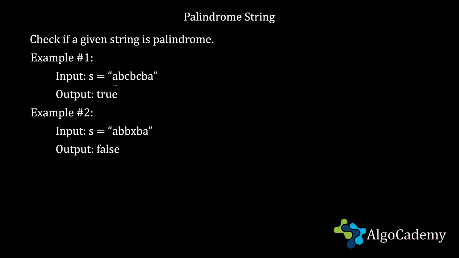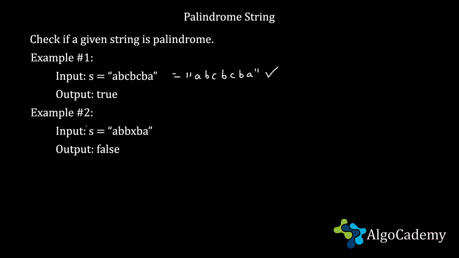First example, we have the string A, B, C, B, C, B, A. So what I have to do is see how this string reads backwards and check if they are the same. So how does it read backwards? A, B, C, B, C, B, A. And let's check them. They are equal. Awesome. So this is why we output true. This string is indeed a palindrome.